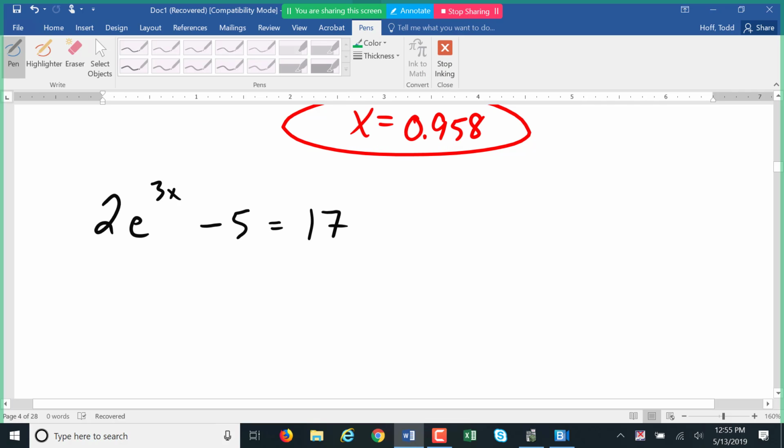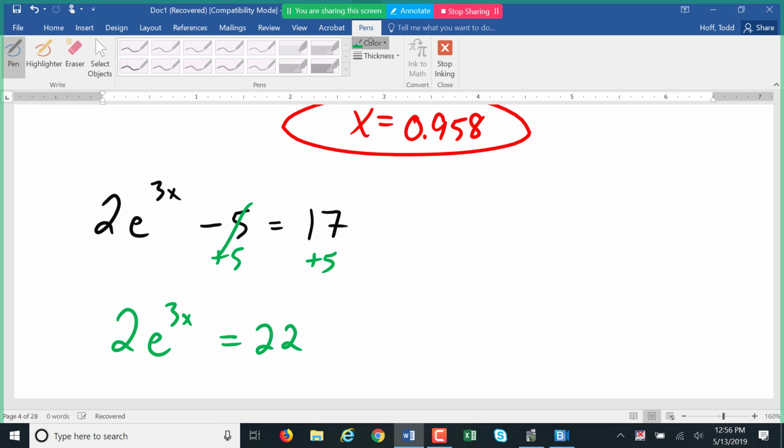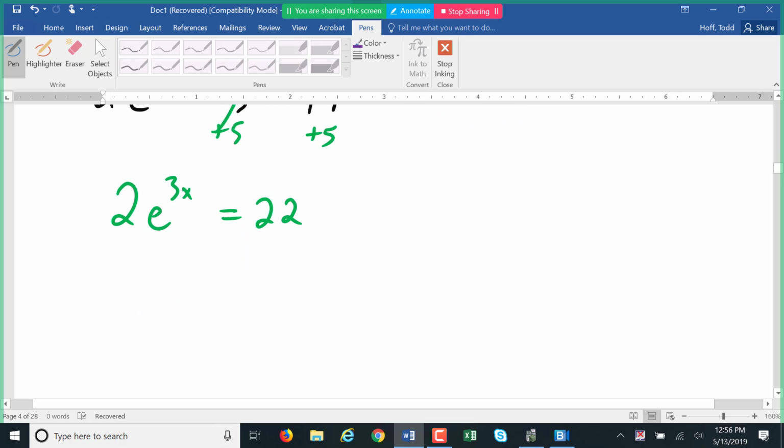Now, of course, this one is actually a little bit easier to do, even though it looks more complicated. That e in there can be intimidating. But remember, the exponential here is just e to the power of 3x. So to solve this, we have to isolate that. We add the 5. 2 times e to the power of 3x equals 22. And then divide by 2. E to the power of 3x equals 11.